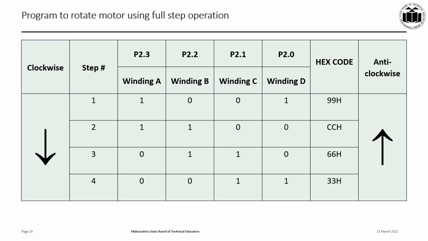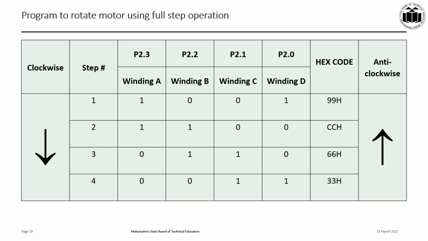Let us understand the program to rotate the stepper motor using full step operation. As we have seen in the previous slides, full step operation consists of the full step sequence, which is a 4-step sequence where either one phase or two phases can be made on. Here we have used a 2-phase on sequence where 2 windings at a time are energized. So in step 1, winding A and winding D are on and winding B and winding C are de-energized.